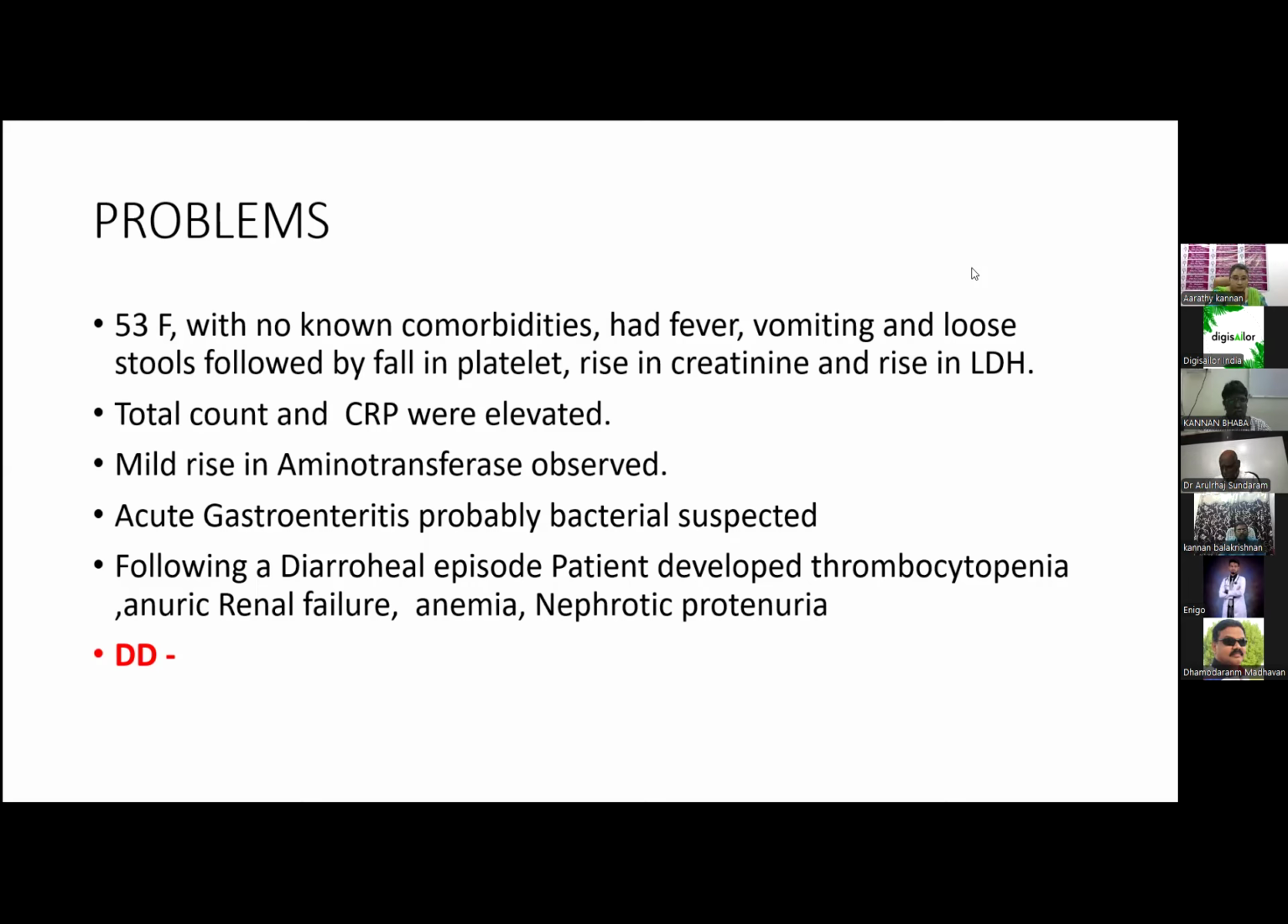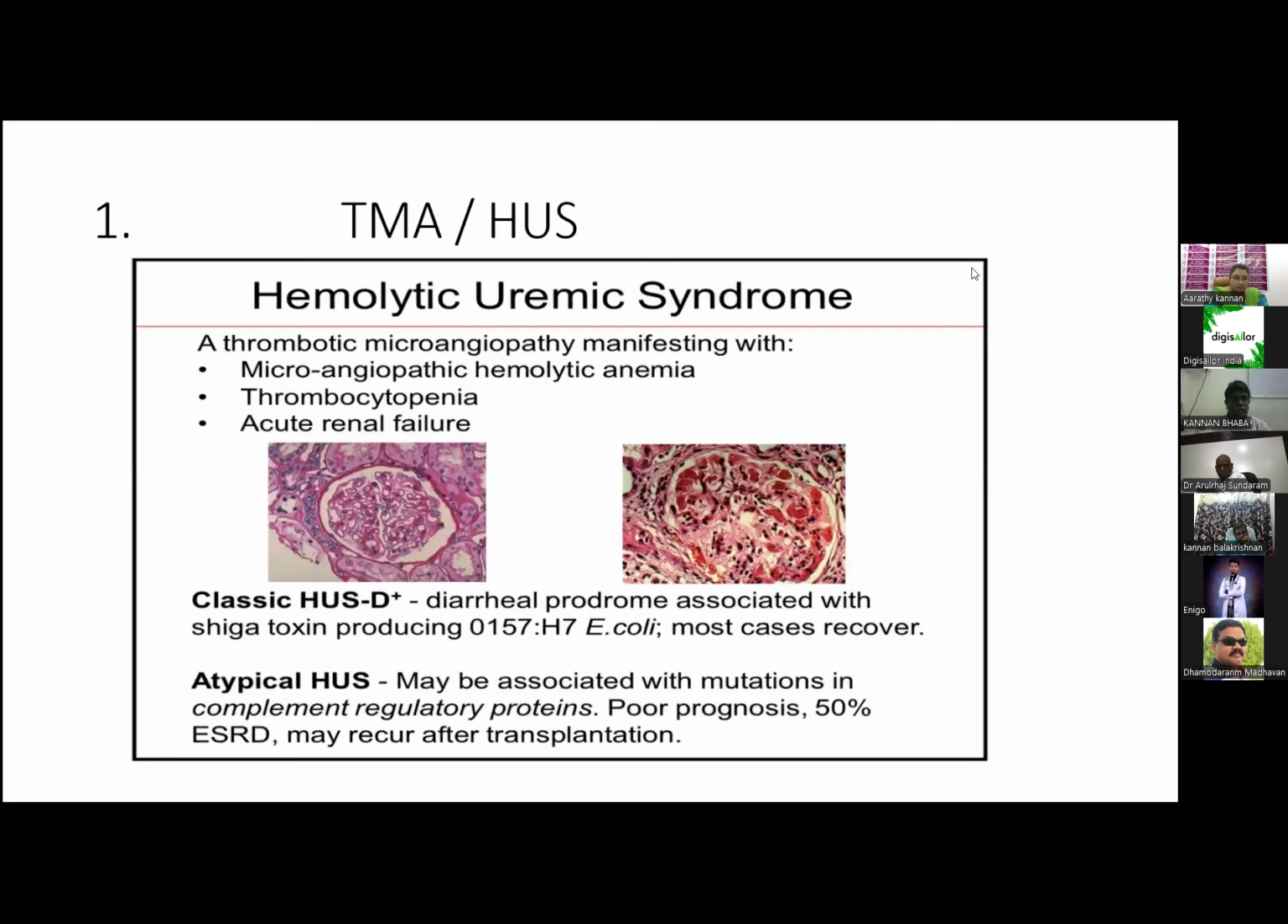Next slide. The first differential diagnosis we offered for her is thrombotic microangiopathy. The second differential diagnosis, when considering all these conditions, we thought it could be a case of sepsis with acute kidney injury. Next slide. And so we treated this patient as a case of suspected thrombotic microangiopathy.